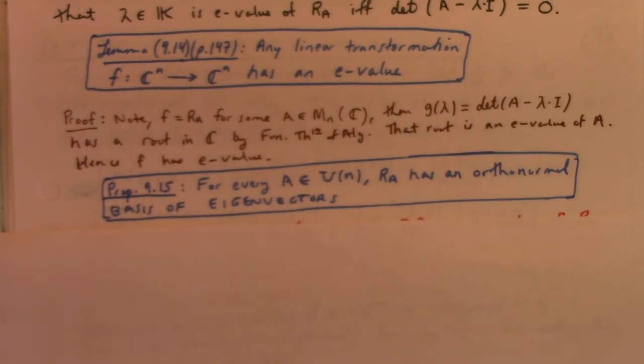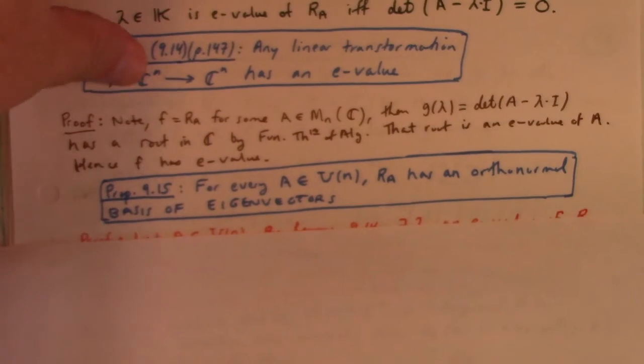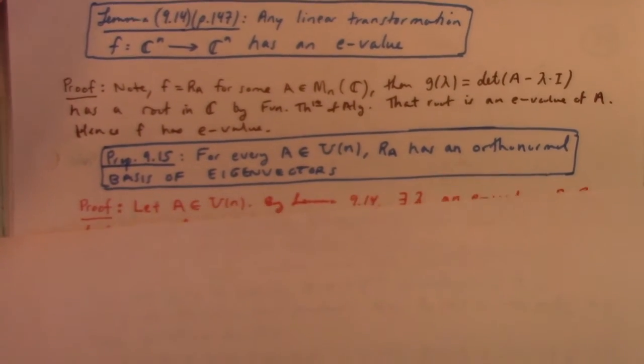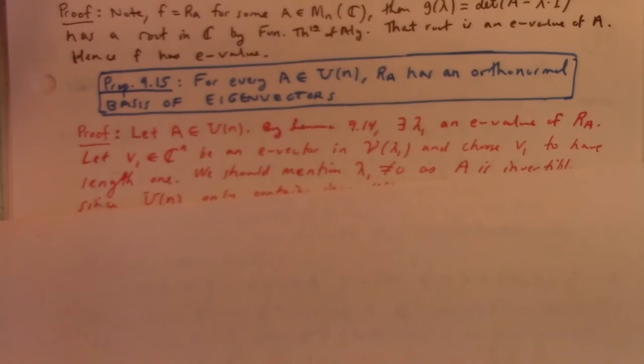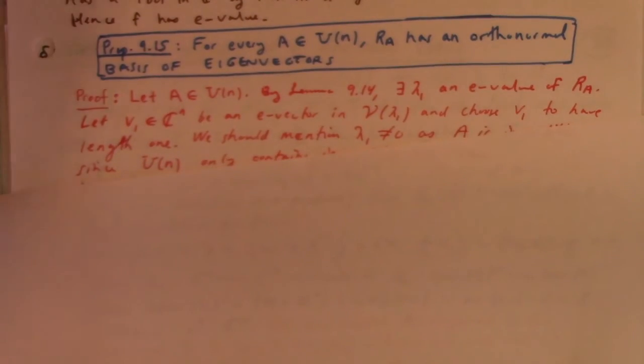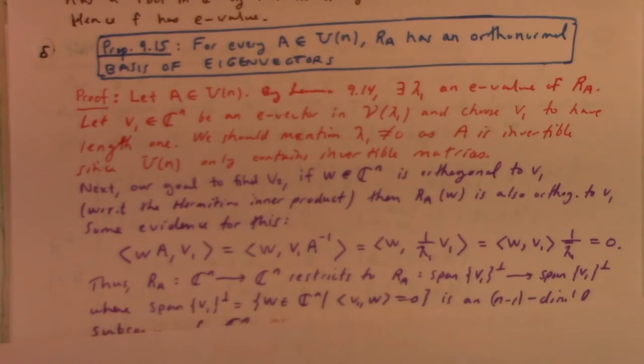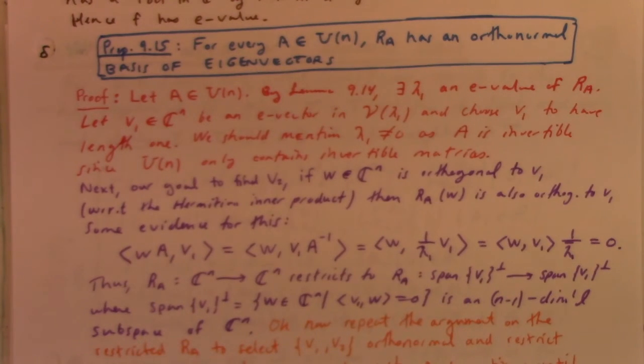And then this proposition 9.15 is also very pretty. For every A in UN, in the unitary matrices, RA has an orthonormal basis of eigenvectors. I think last time I taught linear algebra, I proved this from the theory of adjoints and all that, and it's essentially this. But here it is very pretty, the way the argument is given in TAP. And I think it's the same argument we looked at in linear algebra last year, but maybe not. That part of the course is a little bit hurried, unfortunately.